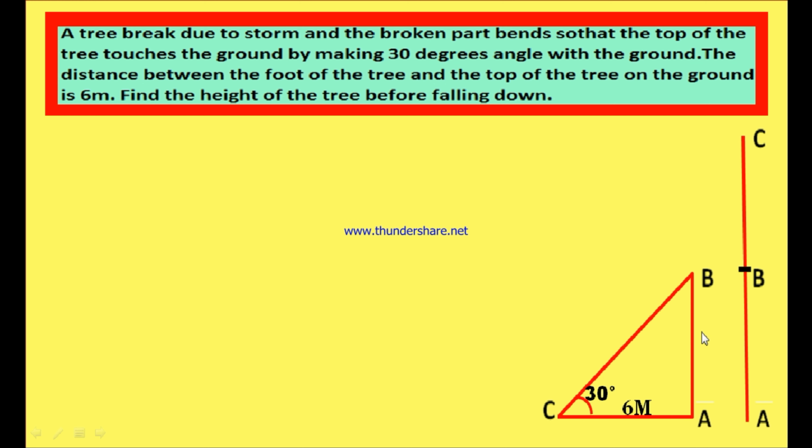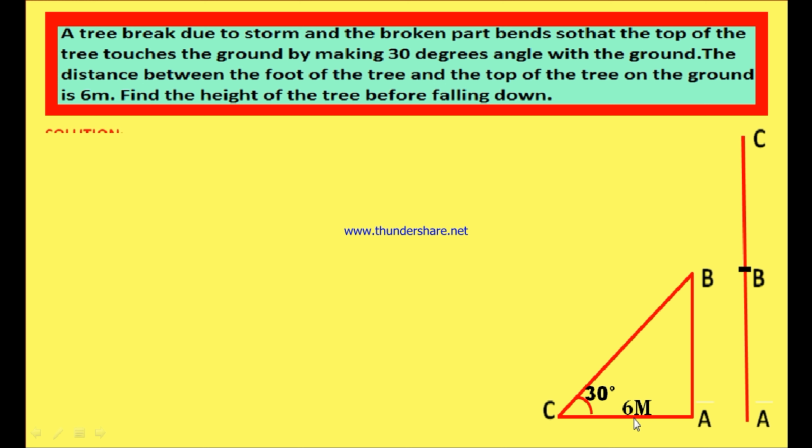Now we have to find out the actual height, that is, ABC distance we have to find. ABC distance is nothing but AB plus BC. If you find AB and BC and add, you will get the total height of the tree. Now with respect to this triangle, AB and BC we have to find out. AB is the opposite side to 30 degrees and BC is the hypotenuse of this right triangle. And for the known angle 30 degrees, we know the adjacent side.